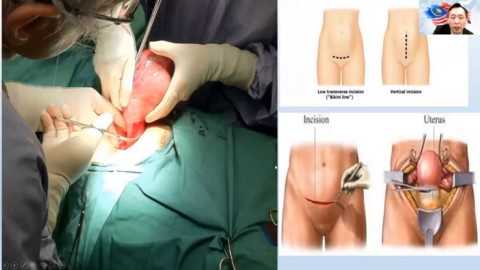So normally the fibroid is operated on, if it's a completed family, then we can do a hysterectomy. If the family is not completed, then we normally conserve the uterus. It can be a Pfannenstiel or it can be a midline incision, depends how big the fibroid is, where the fibroid is.